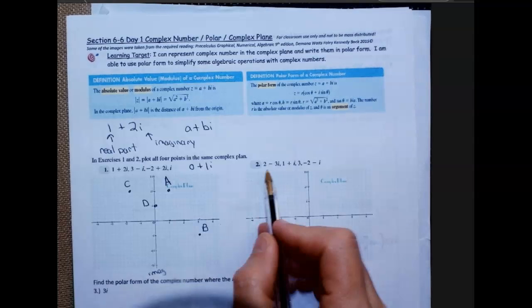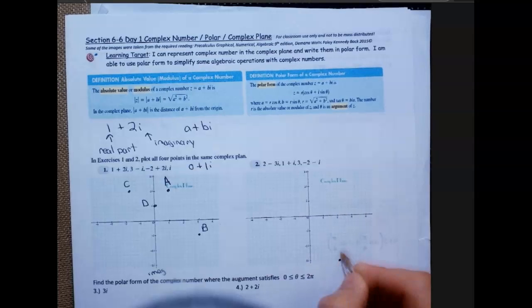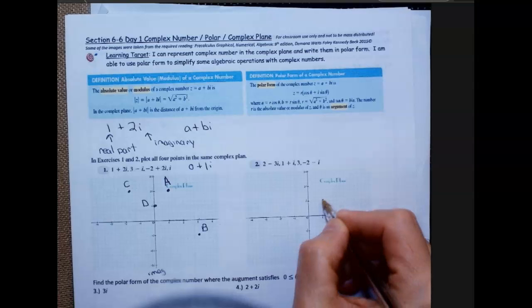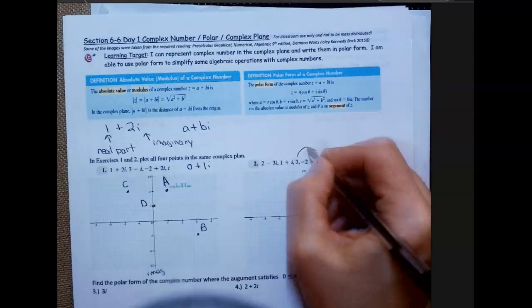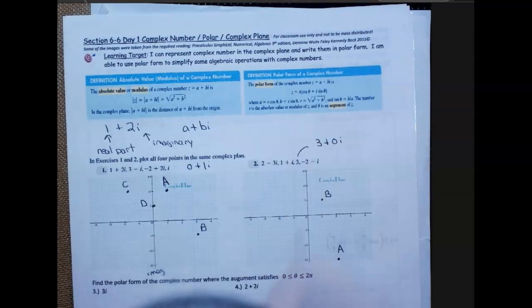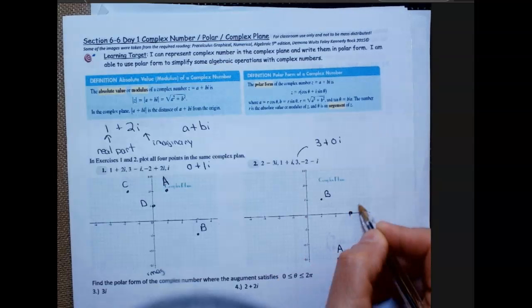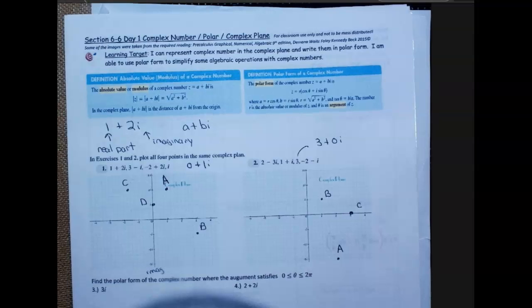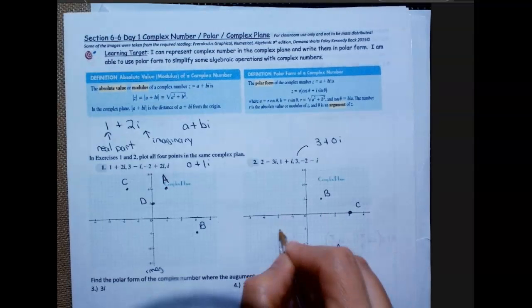We've got a few more over here. We've got 2 comma negative 3i. Again, let's label that A, 1 comma i. Okay, let's take a look at this one. We could rewrite this as 3 plus 0i. So I'm going 3 on the real, and I don't have an imaginary piece, so that would be C. And finally, negative 2, negative i.